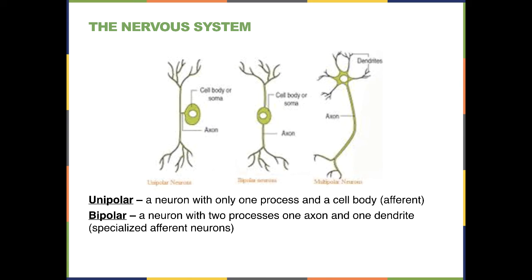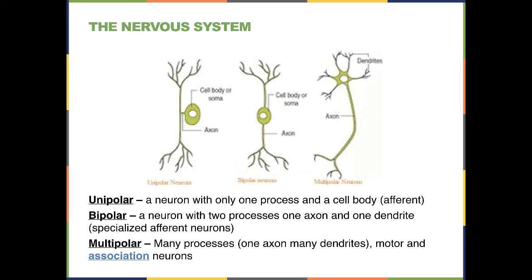And the third one on the right here is the one that is most commonly pictured, and it's called a multipolar neuron. And it has many processes. You can see there's several dendrites, generally one axon. And these are commonly motor neurons, and also something called association neurons. Association neurons are neurons that transmit impulses from one neuron to another neuron.